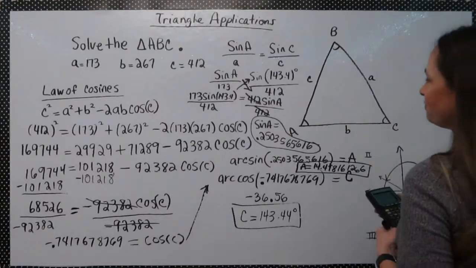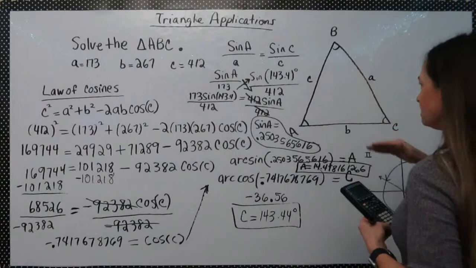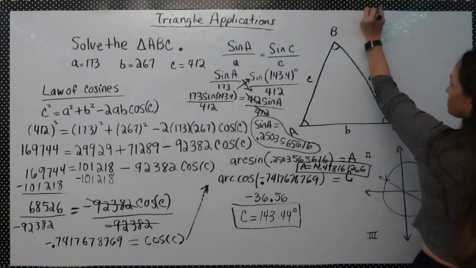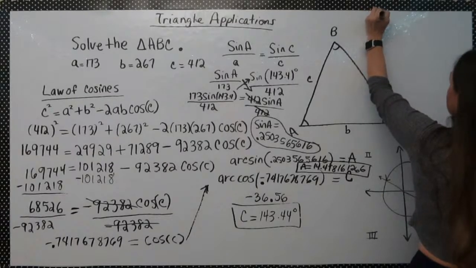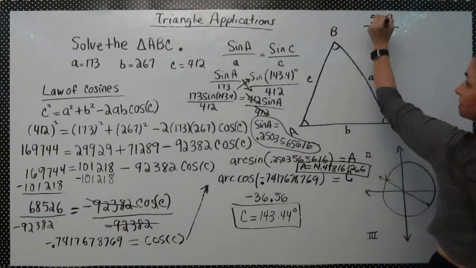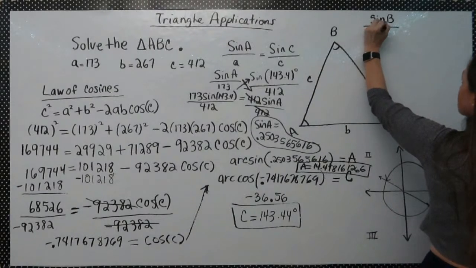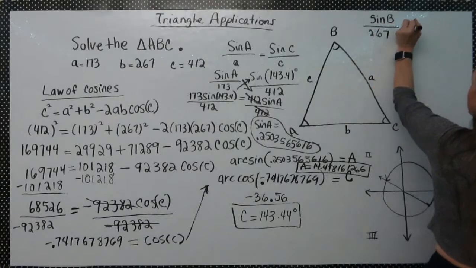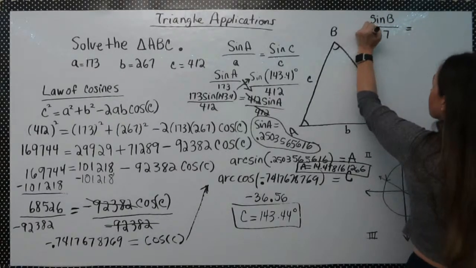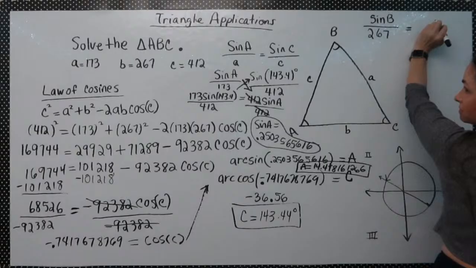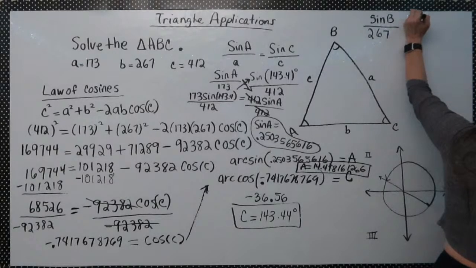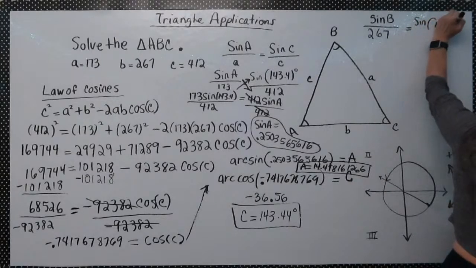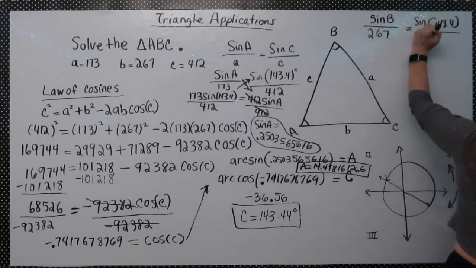And so I only have one more value to solve for this triangle. It's B, and since sine is so convenient, I'm going to go ahead and use law of sines one more time. So I'll say sine B over little b, and I know little b is 267, not 276. I might have a tinge of tired. And then I'll use my original value that I figured, C, and I'll say sine of C, which is 143.4 over little c, which is 412.